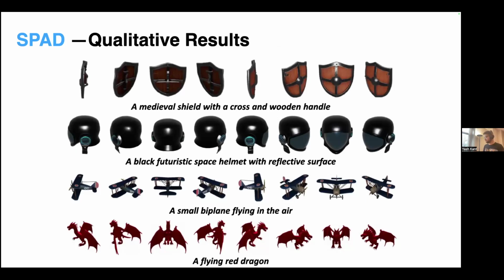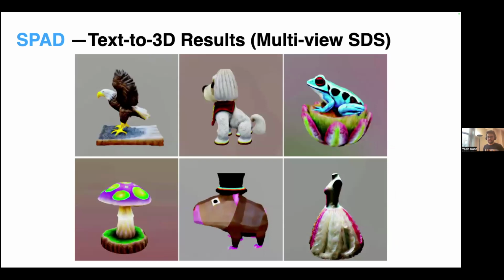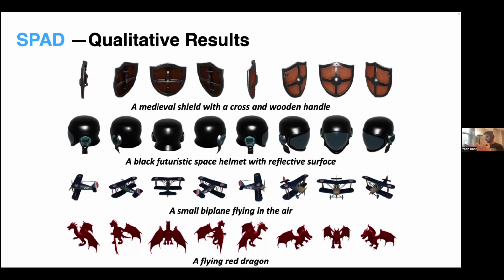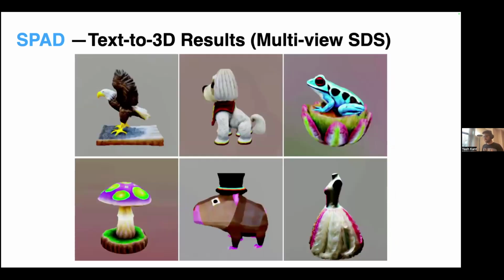So here are some more qualitative results. All of these are generated in a single forward pass using SPAD, and they were conditioned on text and poses. So if we are able to generate these views from various viewpoints, a natural question arises: can we not just generate 3D directly from it? And this is what we work towards after this.